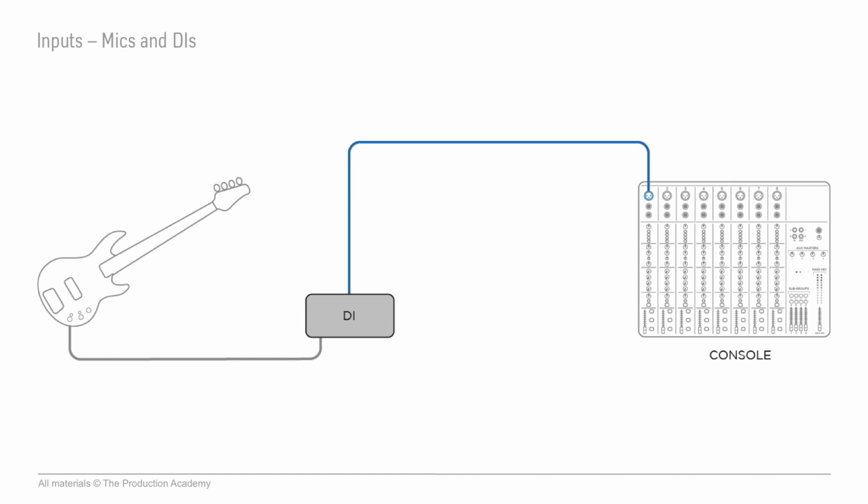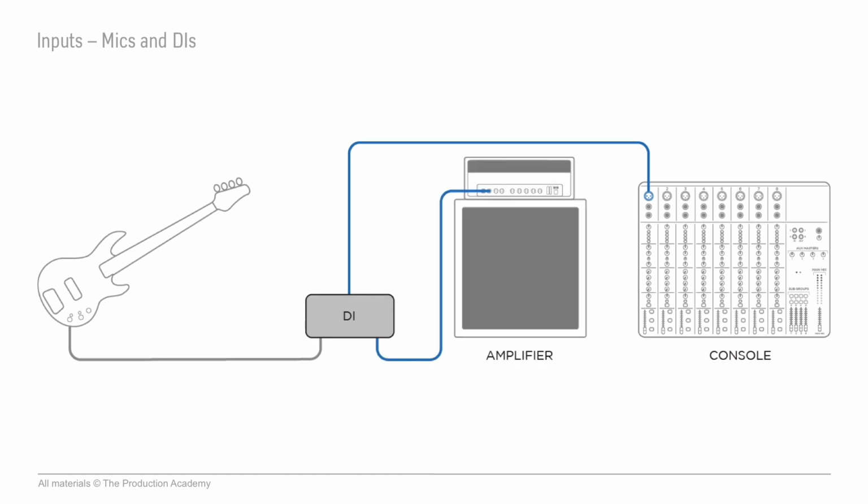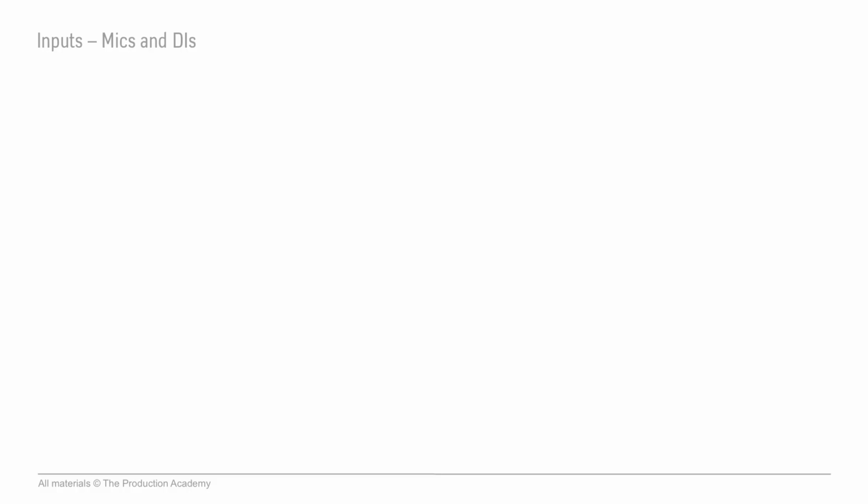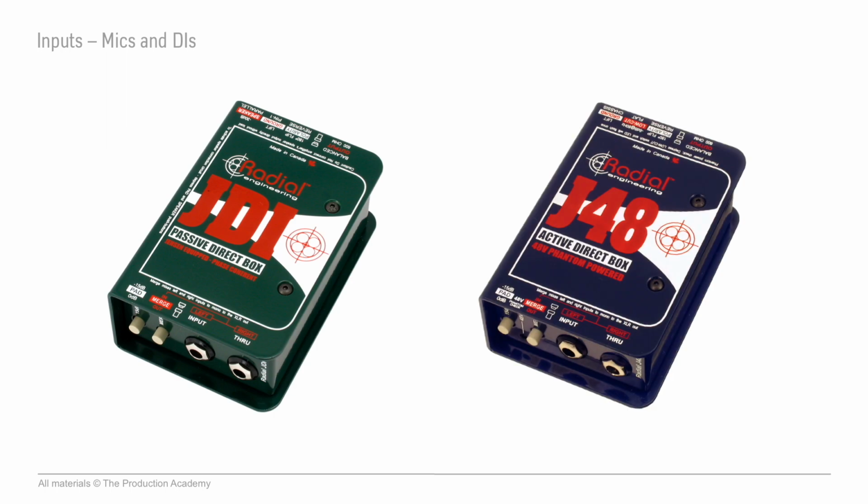The DI sends the signal to the console, but the signal is also directly split to the amplifier. This way, the bass player can have control of the amplifier and the engineer can have a clean signal coming to the console. Many people run electric bass this way and blend the mic and DI for the front of house mix. There are 2 types of DIs, passive and active.